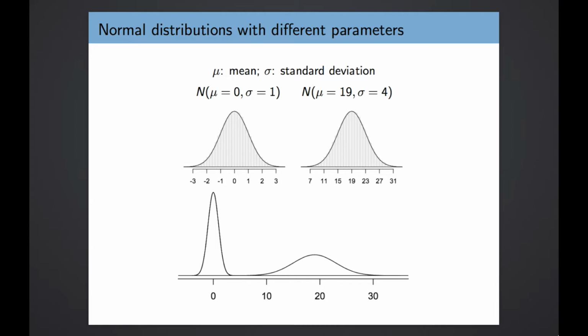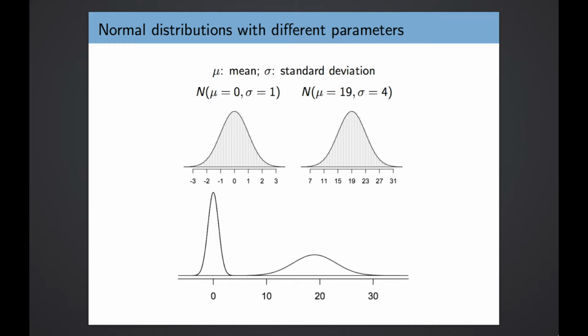So toward the left side, the distributions on the left of this slide, I have normal distributions with a mean of 0 and a standard deviation of 1. And on the right side, distributions with a mean of 19 and a standard deviation of 4. So the top set of graphs here show you the differences in how the mean centers the distribution.